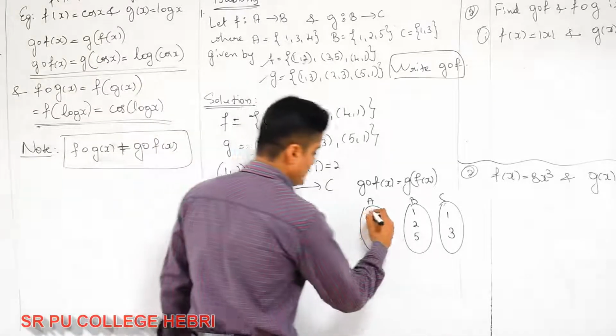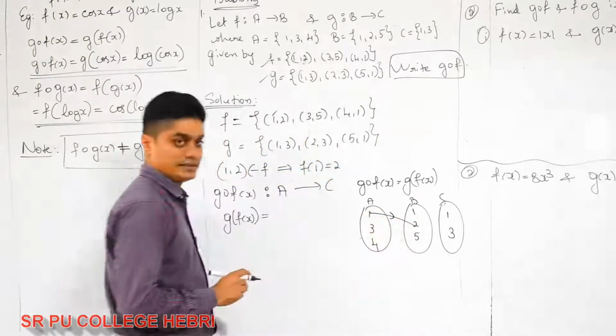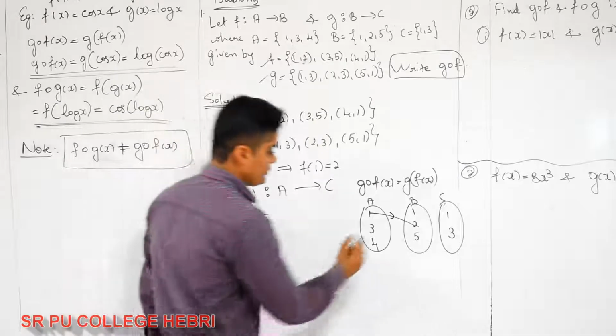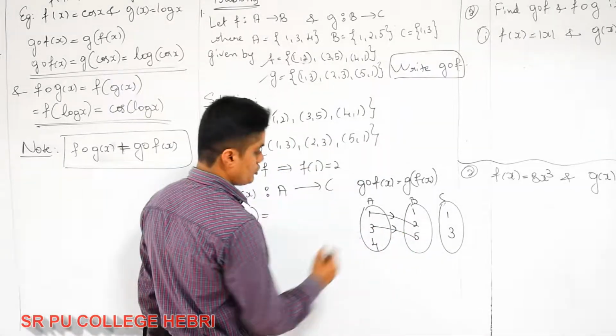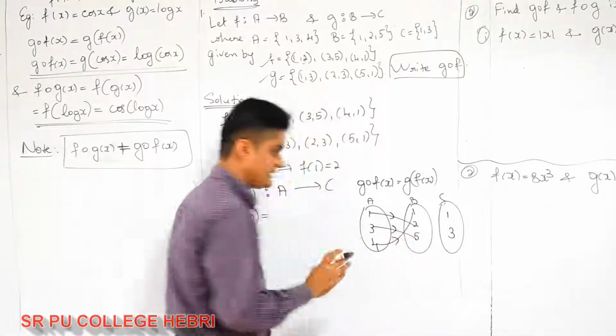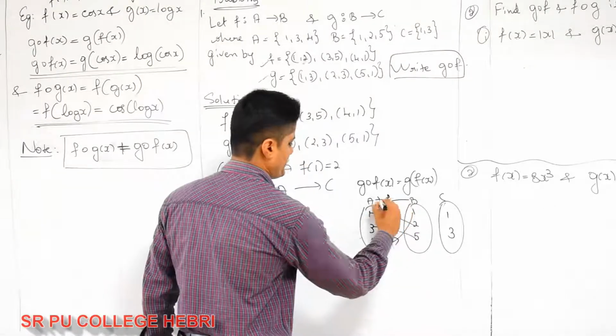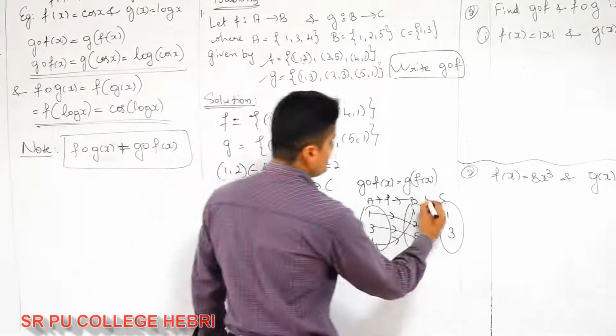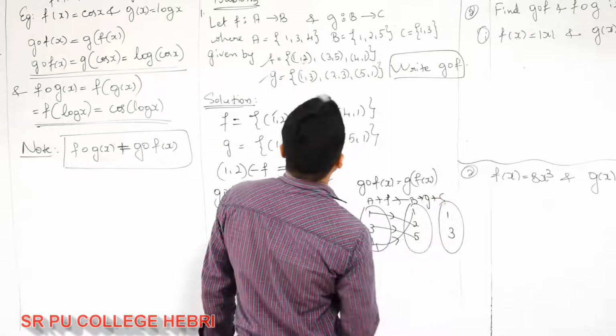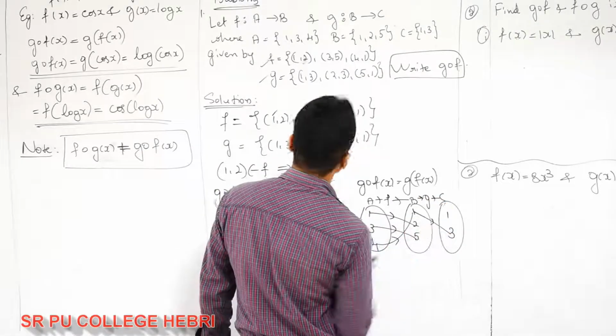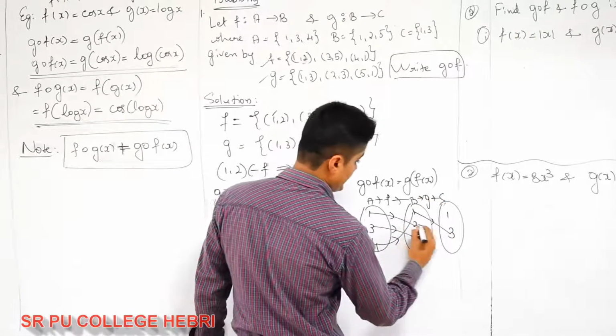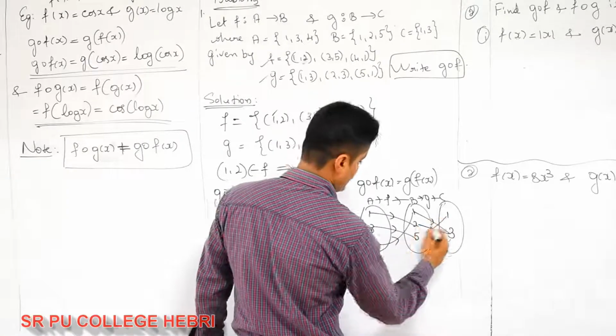If (1, 2) is in f, then 1 and 2 are related, correct? Then 3 and 5 are related. 4 and 1 are related, like this. This is the relation f. Clear? For g, the relation: 1 and 3 are related, 2 and 3 are related, 5 and 1 are related.